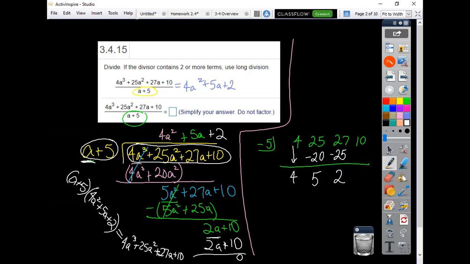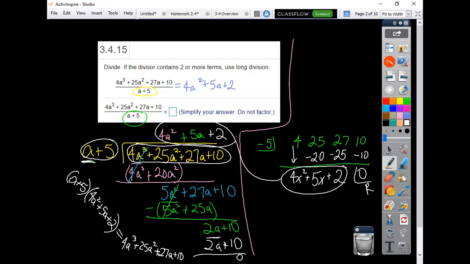So you have 2 over here, 27 and negative 25. Negative 5 times this 2 is negative 10. That gives me a 0. That's my remainder. This is my plain number. These are my a's. These are my a squareds. Fill in the pluses. All of what we did on the left side could have been done right here, because look, we got the same answer.